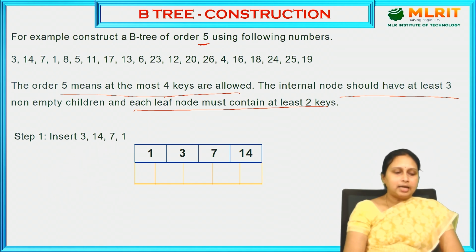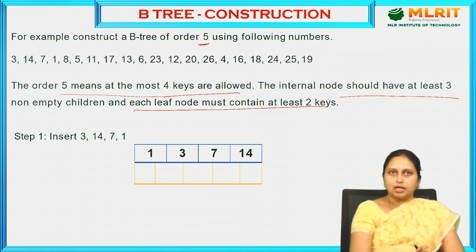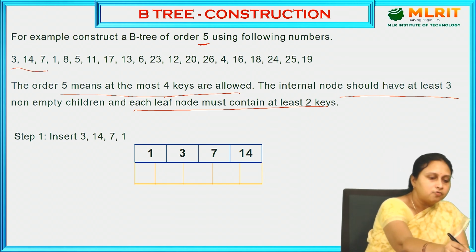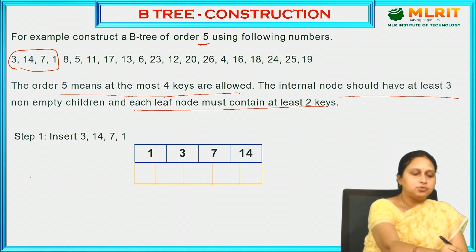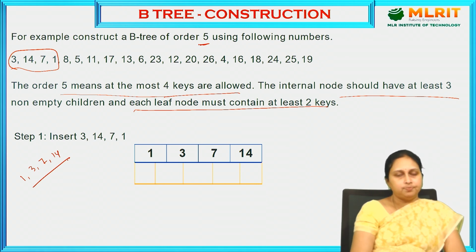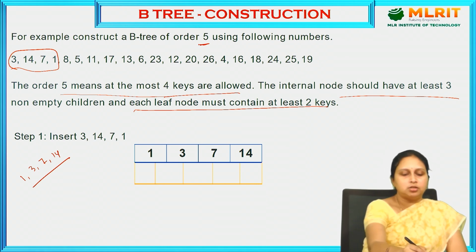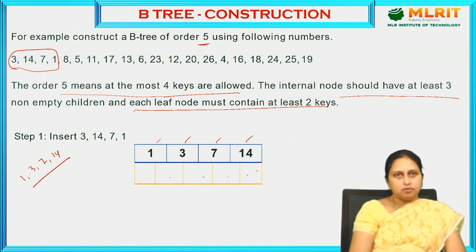Now, taking the elements, first 4 keys we can directly place, and those keys also should be placed in sorted order. From this list, first select the 4 keys. What are the elements we have? 3, 14, 7 and 1. Place them in the order 1, 3, 7 and 14. These are the key values 1, 3, 7 and 14, and these are the children for it. 4 keys and 5 children. Maximum of 5 children we can store here.